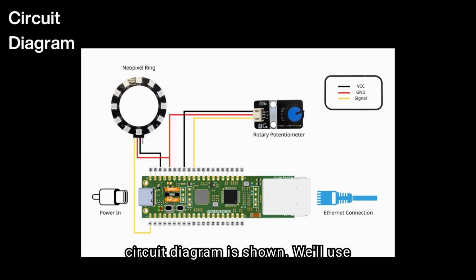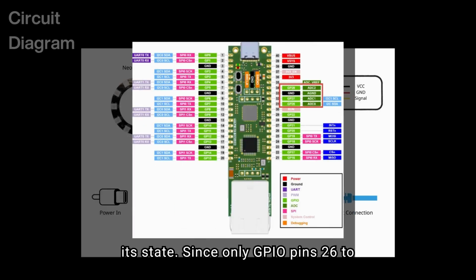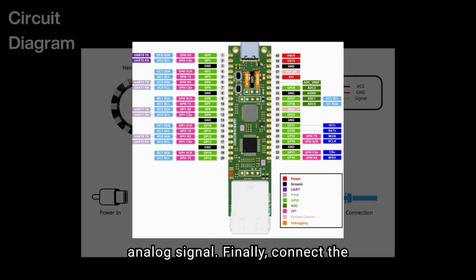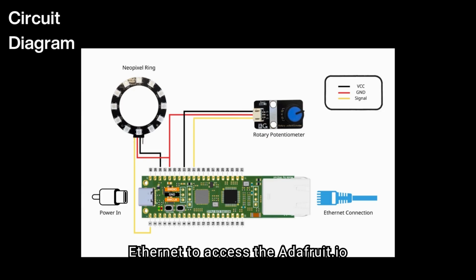The circuit diagram is shown. We'll use GPIO0 for the LED output to control its state. Since only GPIO pins 26 to 28 support analog input, we'll use GPIO26 for the switch input to read the analog signal. Finally, connect the Ethernet to access the Adafruit IO interface, enabling remote monitoring and control of our setup.